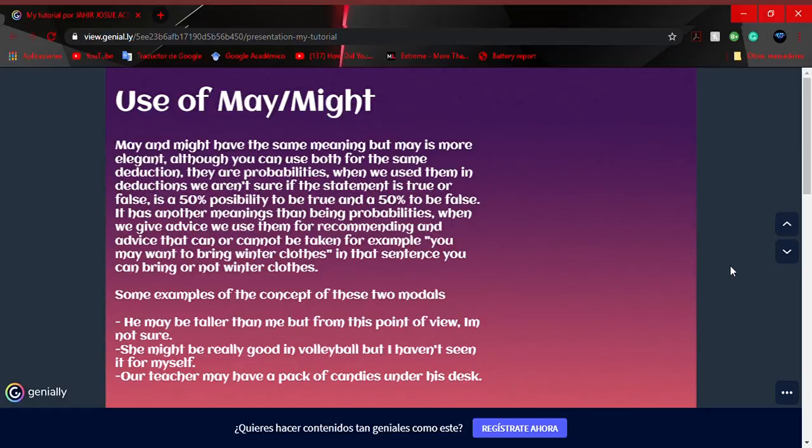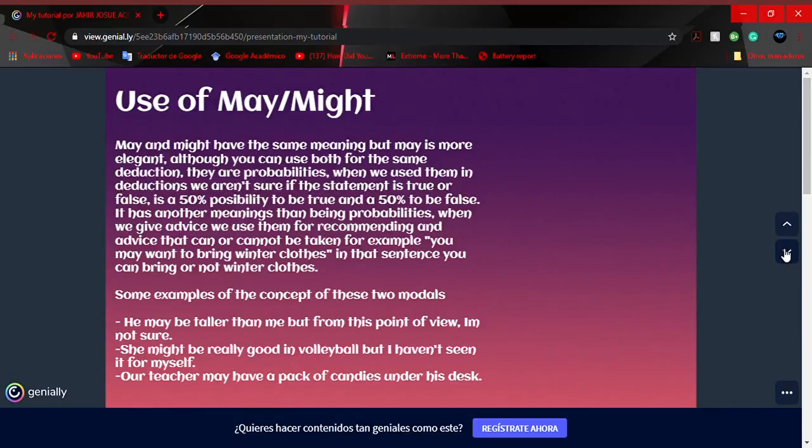May can be used for another purpose, like politely asking for something. May I bring your daughter with me? Or you may have that piece of cake. Here are some examples. He may be taller than me, but from this point of view, I'm not sure. She might be really good at volleyball, but I haven't seen it for myself.